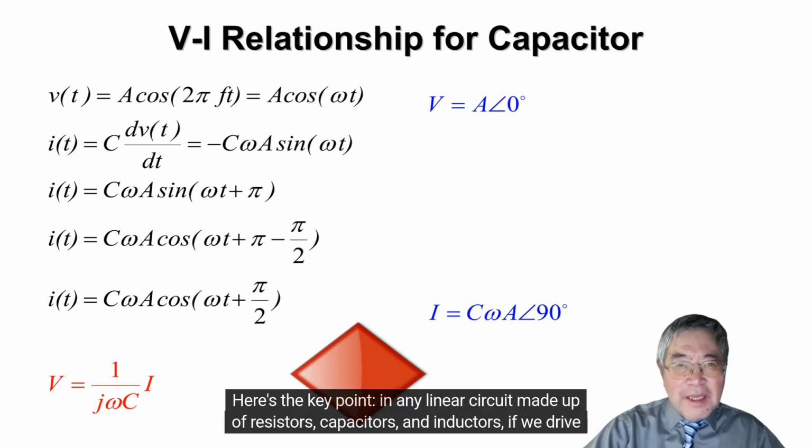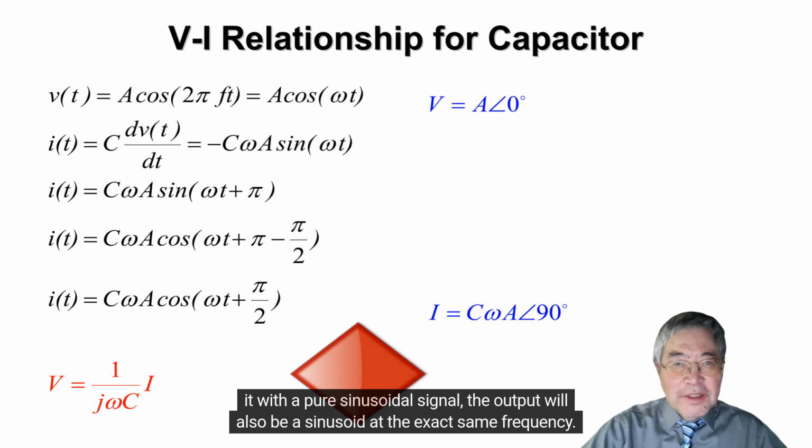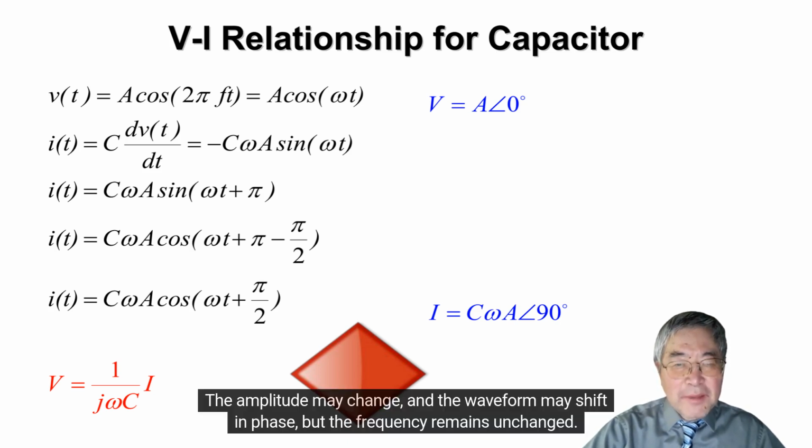Here's the key point. In any linear circuit made up of resistors, capacitors, and inductors, if we drive it with a pure sinusoidal signal, the output will also be a sinusoid at the exact same frequency. The amplitude may change and the waveform may shift in phase, but the frequency remains unchanged.